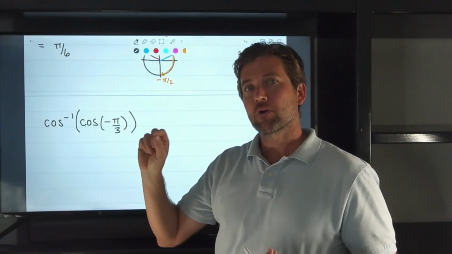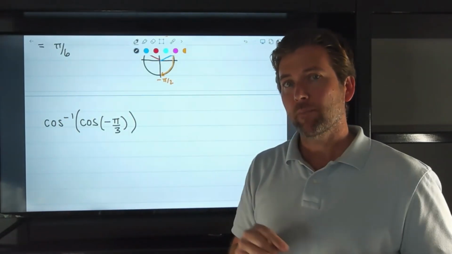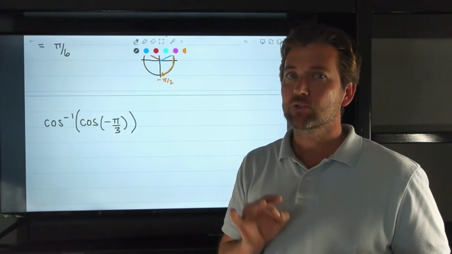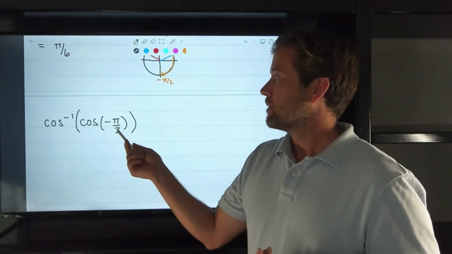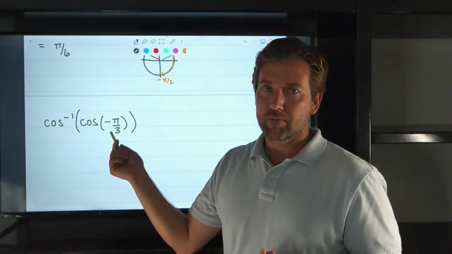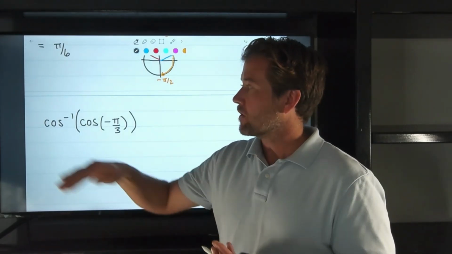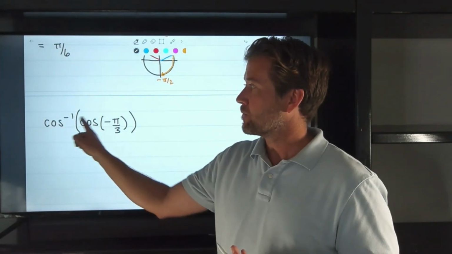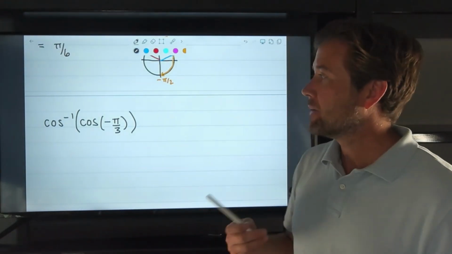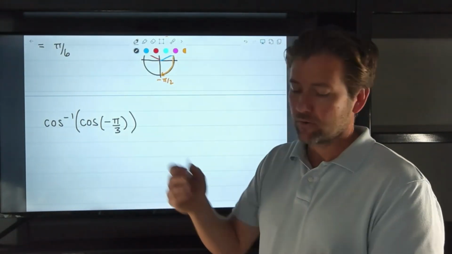That means the answer to this problem, because we know arc cosine has to output angles between or including 0 to pi, cannot be negative pi over 3. Students will see arc cosine, they'll see cosine, they'll think those go away because they're inverses, but arc cosine cannot output negative pi over 3.